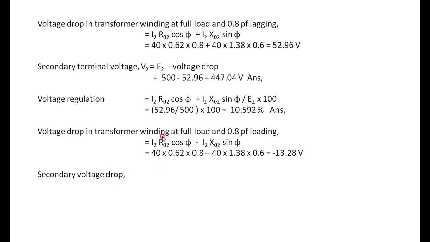Then secondary voltage, once again the same formula, that is V2 is equal to E2 minus voltage drop. Here the voltage drop is minus, and minus of minus is plus. Therefore, it is 500 minus of minus 13.28, which gives 513.28 volts.